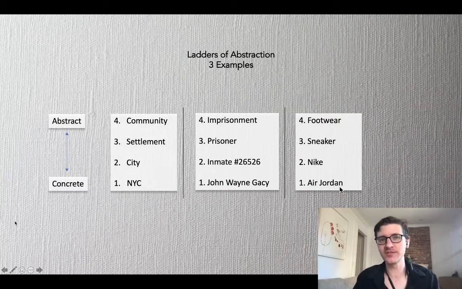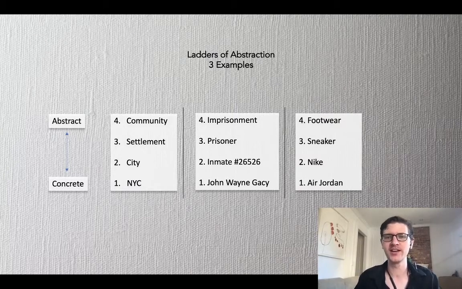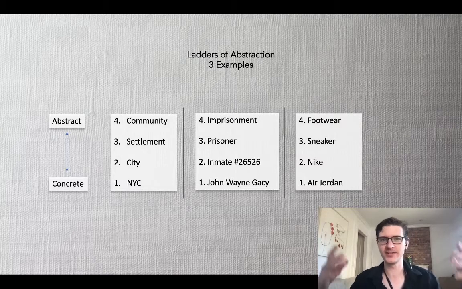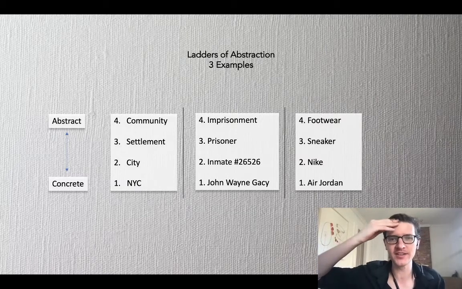And then last one, this one's very easy, right? We have this specific kind of shoe, Air Jordan. She's wearing Air Jordans. Air Jordan, Nike is a more abstract brand because they have so many different types of styles of shoes. Air Jordan's just one. Sneaker, more abstract, right? Tons of companies make sneakers, so sneakers. And then footwear, right? Footwear is all types of footwear, not only just sneakers. And so we can see how we're getting more abstract in categories here.